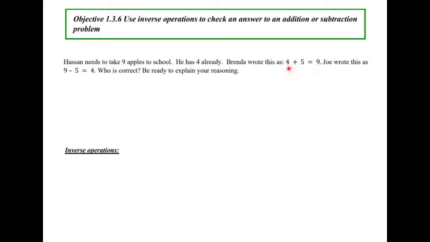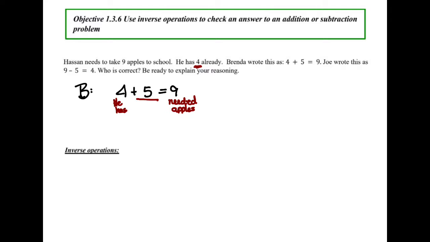Okay, so 4 plus 5 equals 9. What does that represent? So this one is Brenda. 4 plus 5 equals 9. These are the needed apples that he'll need. He has 4 already, so this is what he has. So she probably figured out what you need to add to 4 to get 9. So that works for me.